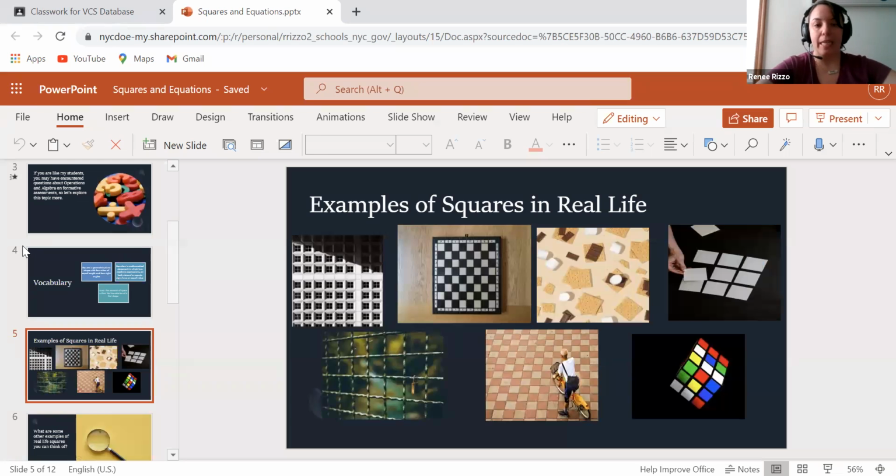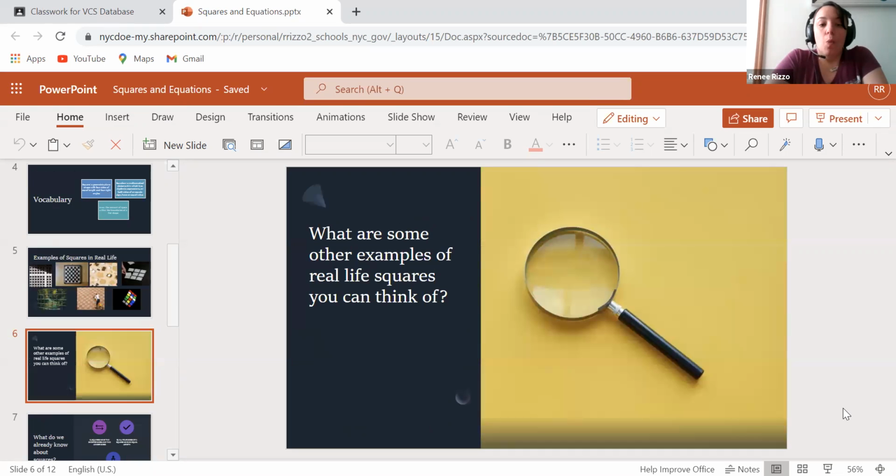So these are some examples of squares in real life. We have windows that are squares, a checkerboard, square graham crackers, square Post-its, squares within a fence, square tiles on the ground, and the squares on the face of a Rubik's Cube. What are some other examples of real life squares you can think of? I would pause on this slide and have a conversation with your classmates to see how many other examples of squares you can come up with.